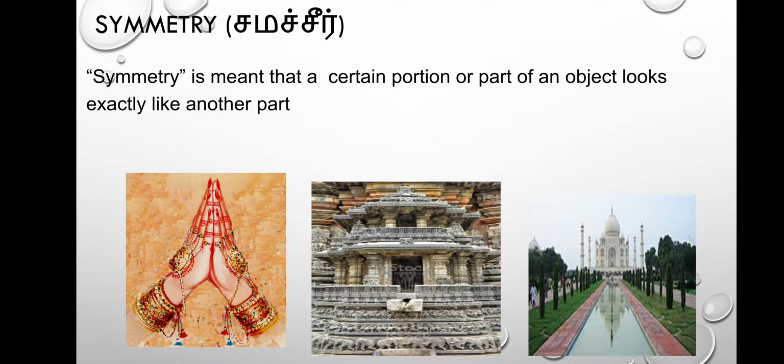Symmetry means that a certain portion or part of an object looks exactly like another part. The best example is the Taj Mahal. Otherwise, take the Namaste gesture. When you join both palms and draw a line through the middle, both hands look similar. Or in the Taj Mahal, if you draw a line through the middle, you can see both sides are identical. They are mirror images.